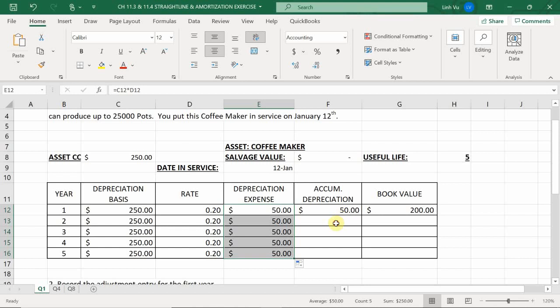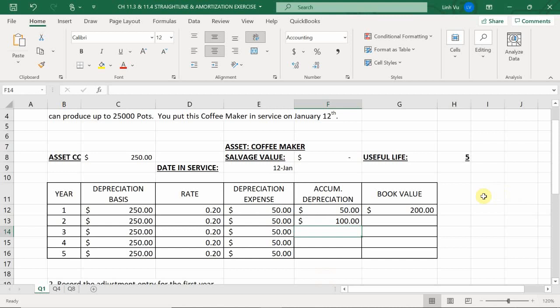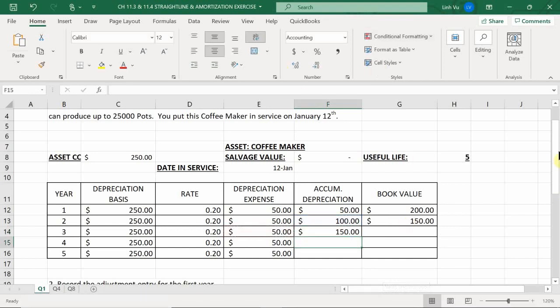So in this case, my accumulated depreciation for year 2, how much is it going to be? 100. So then that leaves my book value to be 150. All right. What about my accumulated depreciation as of year 3? 150, leaving your book value at the end of the third year at 100.